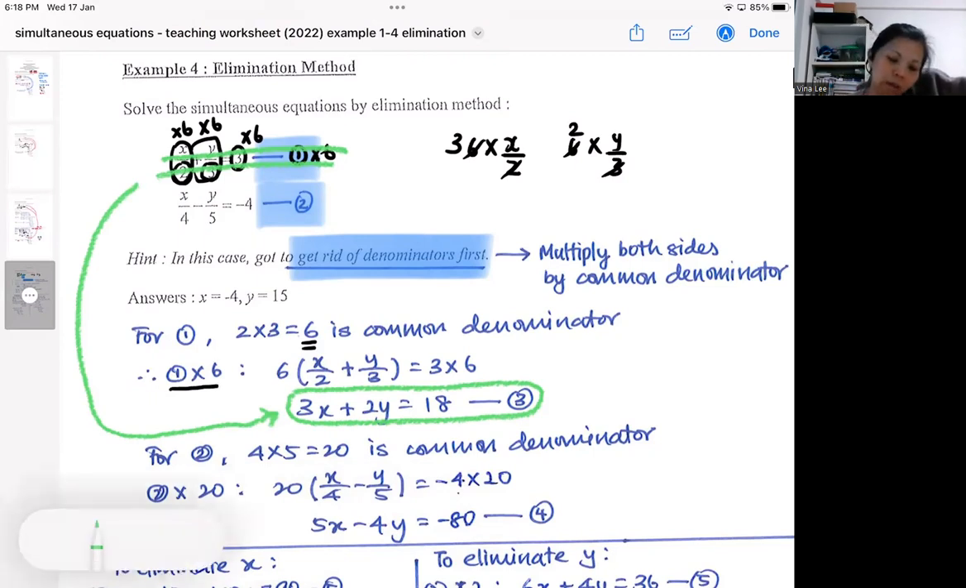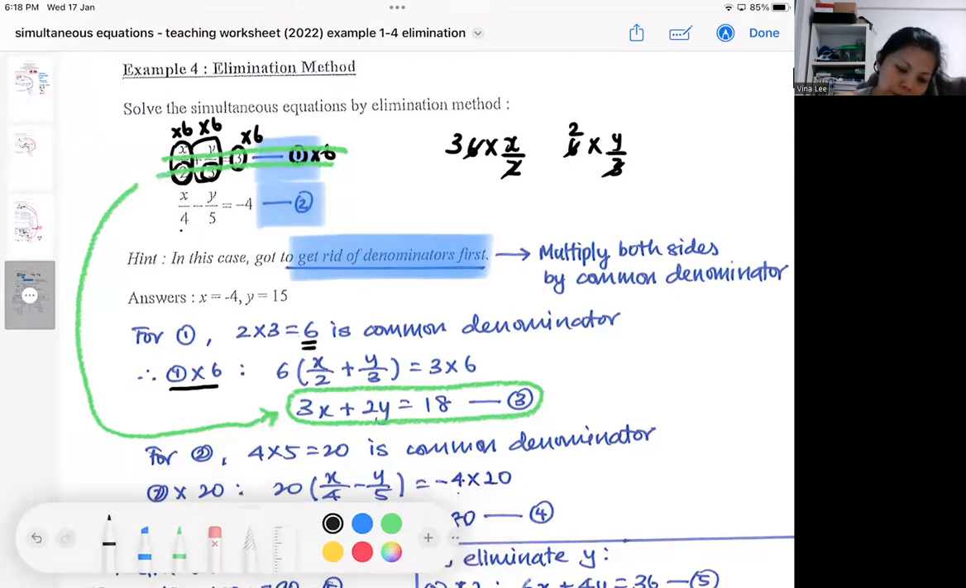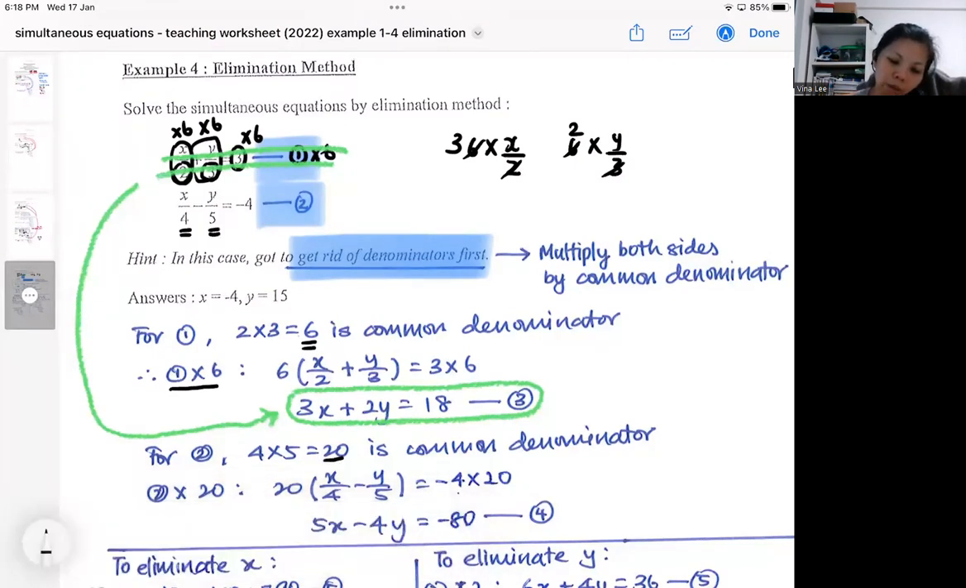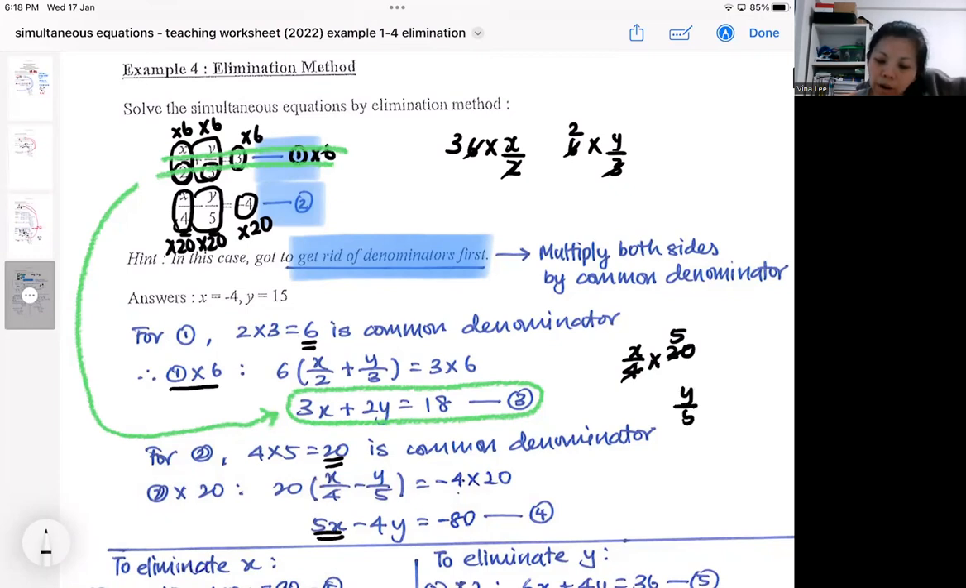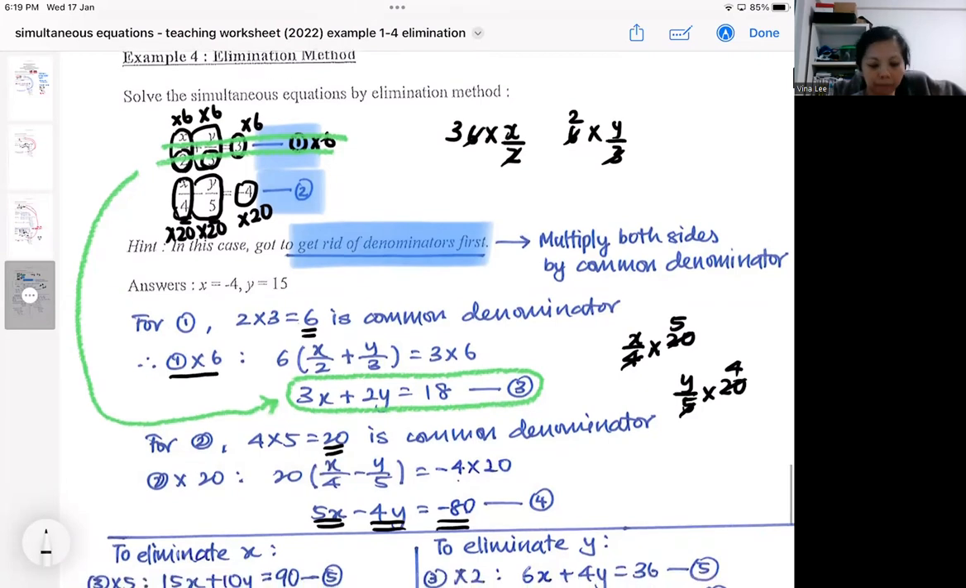You already changed it, so don't look back. In the next one, you look at the denominators again. It's a 4 and 5. So 4 and 5 make a 20. So you are going to multiply every term by 20. Let's take a look. X over 4 multiplied by 20, cancel, cancel. You got a 5x. Then y over 5 multiplied by 20, cancel, cancel. You got a 4. That's how you got a minus 4y. And then minus 4 times 20 gives you a minus 80.